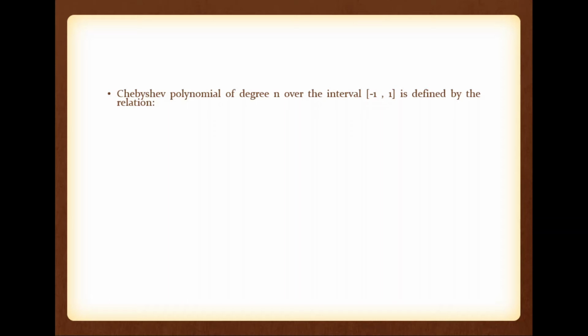So the Chebyshev polynomial of degree n over the interval closed bracket minus 1, 1 is defined by the relation Tn of x is equal to cos of n cos inverse x. Please note Tn of x is equal to cos of n cos inverse x is the Chebyshev polynomial of degree n.